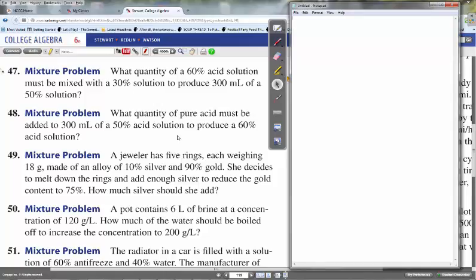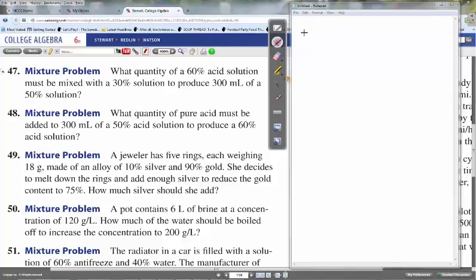So on 47, it asks, what quantity of a 60% acid solution must be mixed with a 30% solution to produce 300 milliliters of a 50% solution? Alright, so we're taking a 60% acid, we're mixing it with a 30% acid to get a 50% acid. I usually make myself a table when I'm doing these problems.